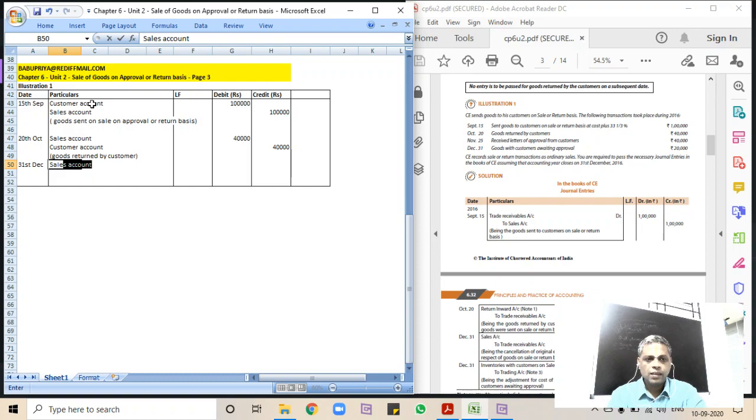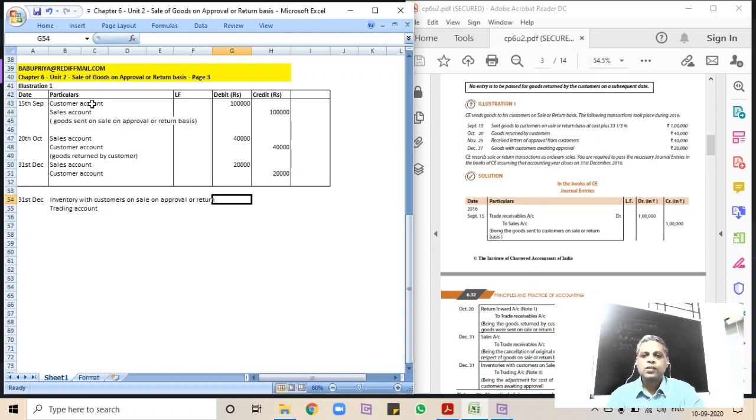31st December. Let's reverse the sale entry first for 20,000 rupees. Then let's process the last entry on 31st December, which is inventory account debit, inventory with customers on sale, on approval or return. This is the account which has to be debited and credit given to the trading account. This should be at cost price.